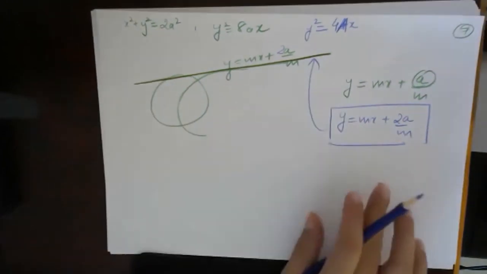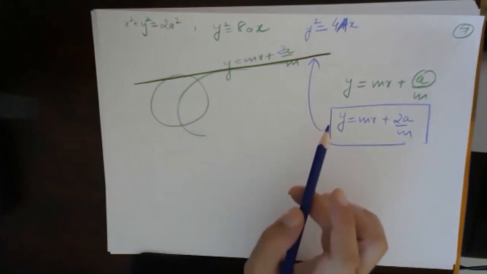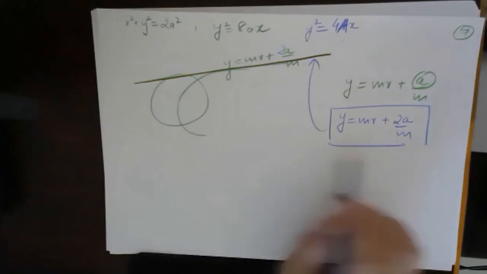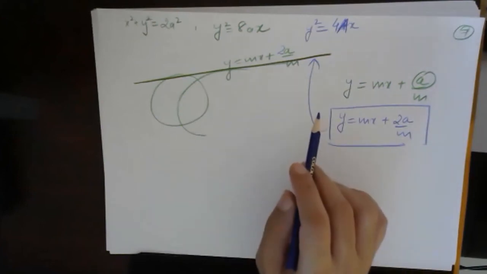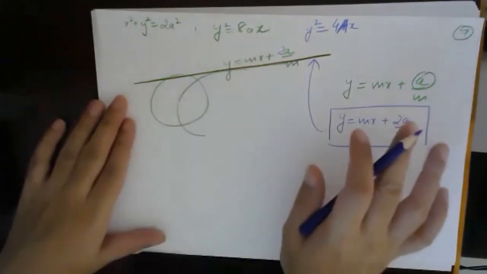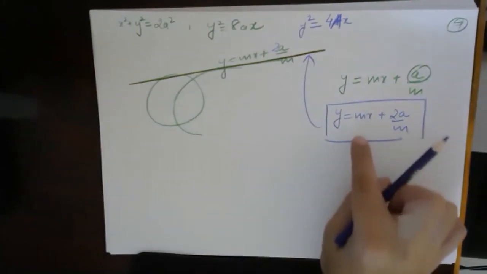Now you will say, sir, how can we find m now? If you have this m, then you have the equation of the line. Now the parabola part is completed. Till here only you have to use the parabola, nothing else.